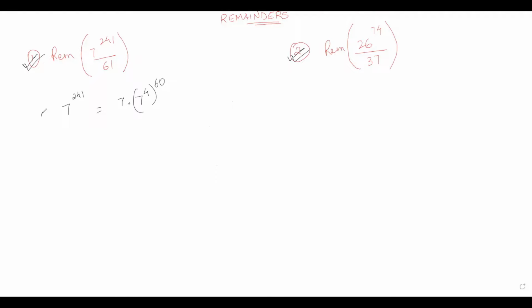Now, we need to find the remainder when this number is divided by 61, that is, when 7 into (7 raised to power 4) to the power 60 is divided by 61.